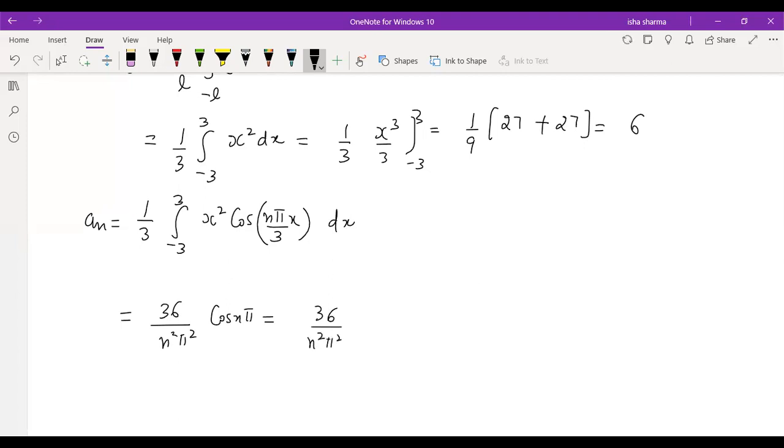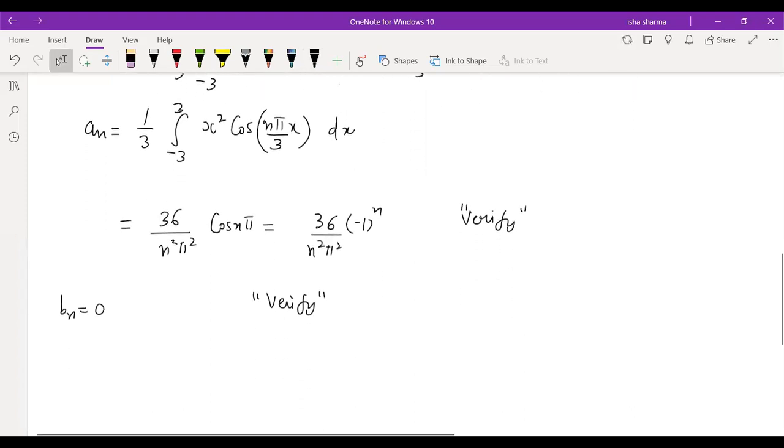Meanwhile, this is what you will be getting for the value of an: 36 by n square pi square into minus 1 raised to power n. So you try this. If you are not able to get this, then I will elaborate the calculation for you. But otherwise, it's just integration now. You just use integration by parts, substitute upper and lower limits. You will get this as the value of an, and bn you will be getting as 0. Okay, so you verify this yourself. If somebody is not able to get it, then you can let me know, because nothing changes about the way you do integration.